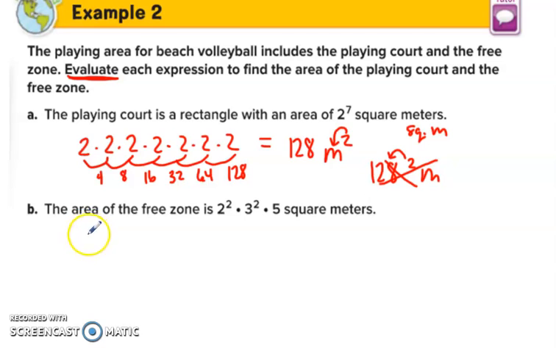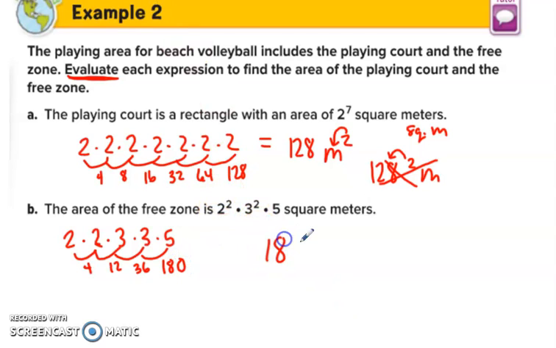Okay, the area of the free zone is going to be 2 times 2, 3 times 3, and then times 5. So it's 2 times 2 times 3 times 3 times 5. Oh dear. Okay. Since these are all multiplication, you can actually group these any way that you want to. But 2 times 2 is 4. Times 3 more is going to be 12. Times 3 more is going to be 36. And times 5, I think that's 180. I'll double check that. Okay, that's perfect. It is 180 square meters.